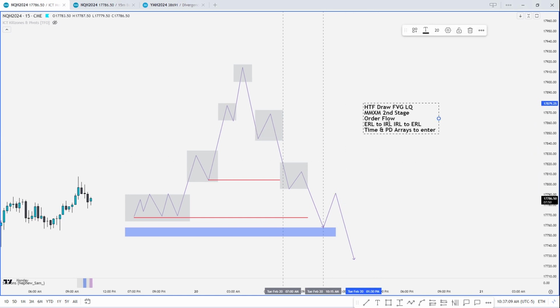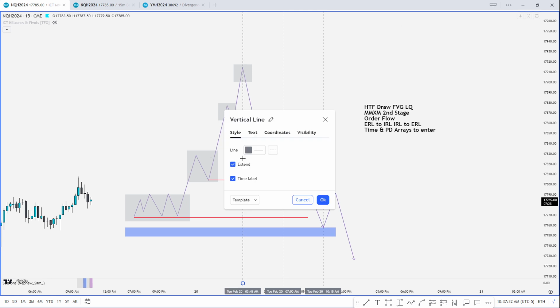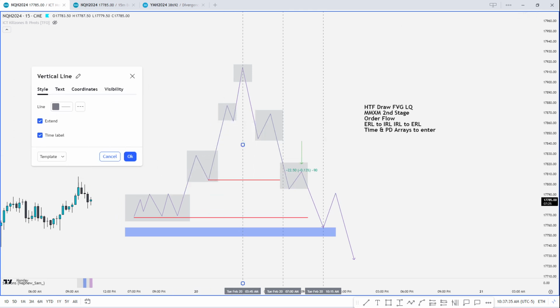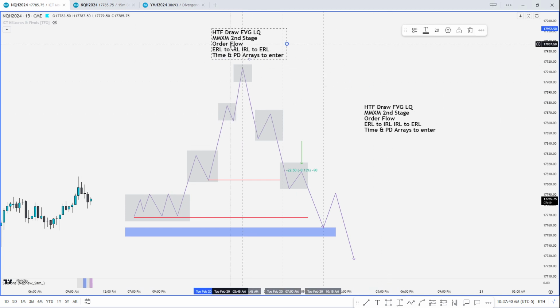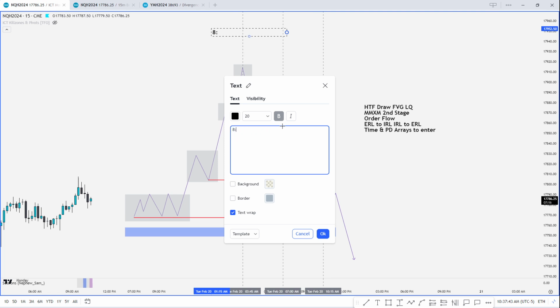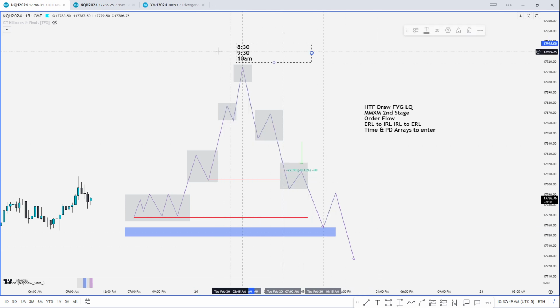Now, what are the times that we see second stage of distribution on a market maker model? Well, we've talked about this entire thing, but how do we time this? That's the most important part, right? Well, we know that there's also specific times that can start the smart money reversal, right? So we can kind of work backwards. What are the times that we've been studying recently that the smart money reversal can happen in the AM session? Well, there's about three: your 8:30, your 9:30, and your 10 a.m. That's where the smart money reversal can happen.